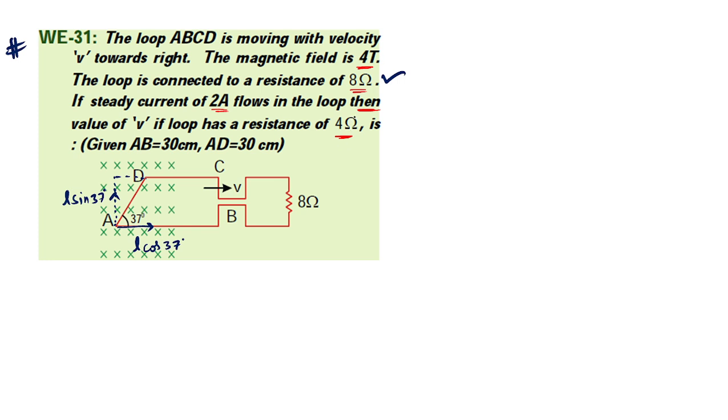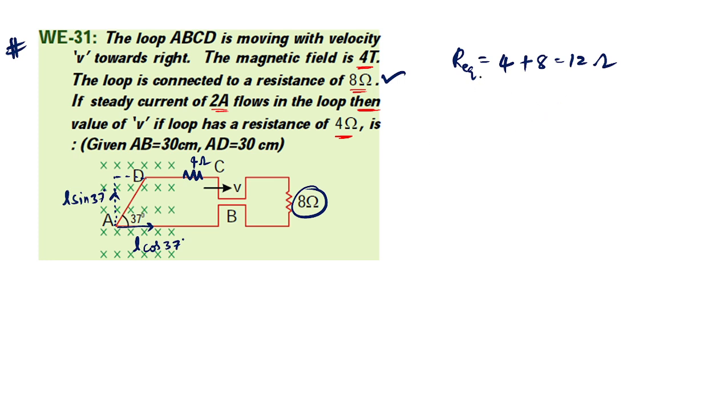See, logic you should understand. The complete loop is 4 ohms. Already we have 8 ohms externally. Total R equivalent will be how much? They are in series only, no? So 4 plus 8, total 12 ohms. Clear? You should be very careful. The loop itself has 4 ohms, externally 8 ohms, totally 12 ohms.